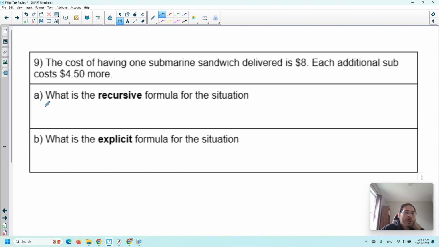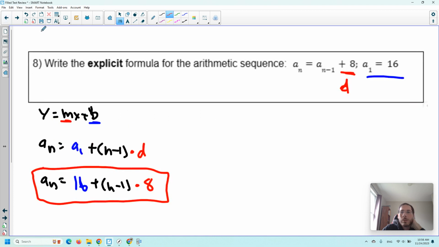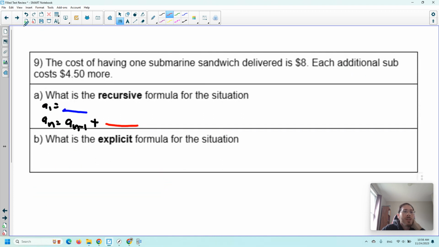So again, for the recursive, we've got a sub 1 equals, a sub n equals a sub n minus 1 plus, again, we're just filling in our two blanks here. And again, if we wanted to go back to double check, we can look up the recursive formula right there. All right, so a sub 1, what we start at, one submarine sandwich is $8. So we're contextualizing what the first one is. And then how much we're going up by every time, each additional sub costs $4.50 more. So again, maybe the sub shop's having a special. That's fine. That works.